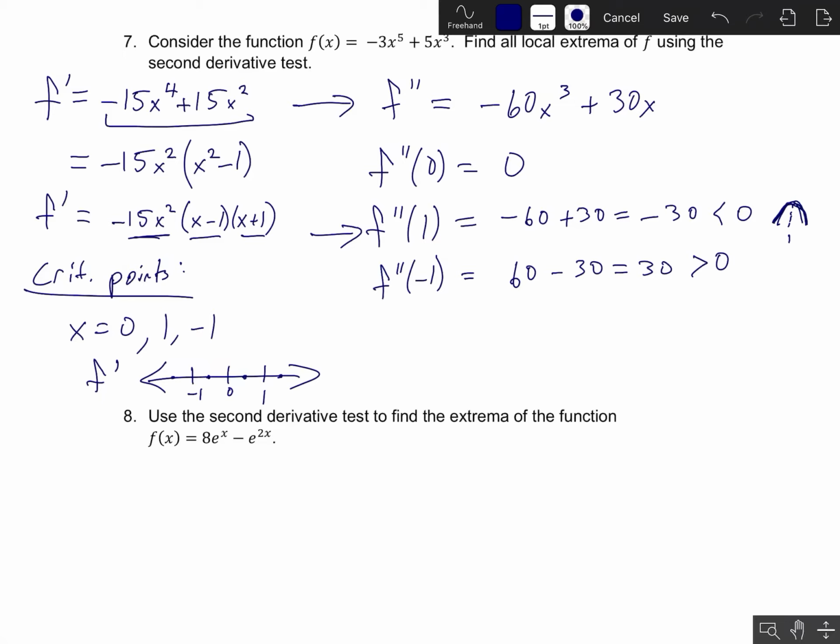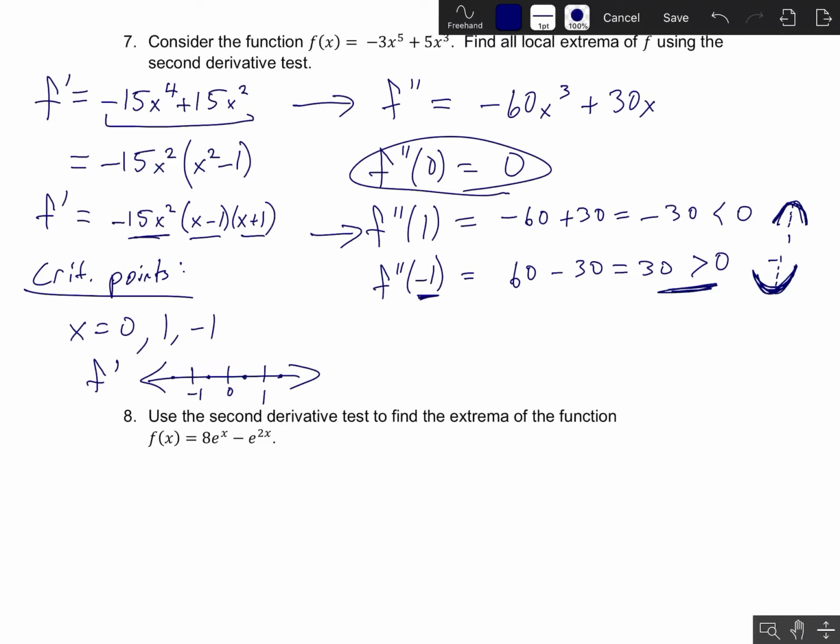represent a local max. And similarly here, we have a positive concavity near this critical point, and that means that near -1, we're looking at a local min, because here we have a positive concavity and a critical point inside. So we know that 1 is a local max and -1 is a local min.